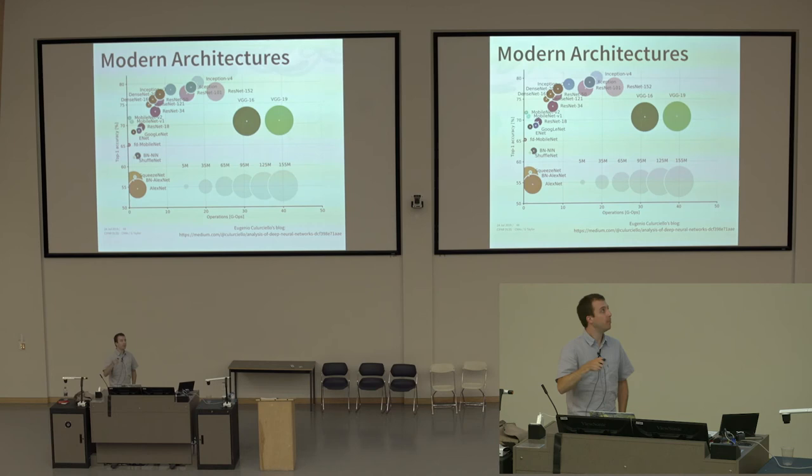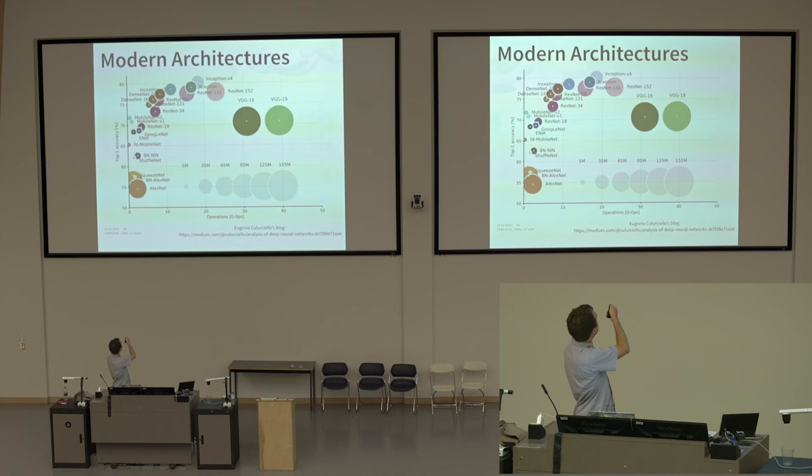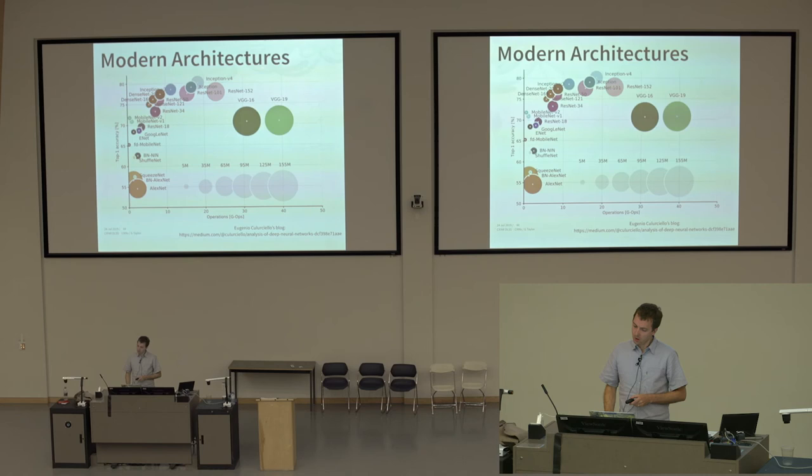I should also say that the size of each of these circles is reflective of the parameters of those nets. Remember, we talked about VGG being really heavily parameterized. That's why you see VGG with pretty massive circles here. The other thing I'll point out is that people have started to work on specialized architectures designed for low memory, low power devices. You see things like SqueezeNet, MobileNet, and so forth, where you reduce the parameters but maybe sacrifice some top one accuracy.